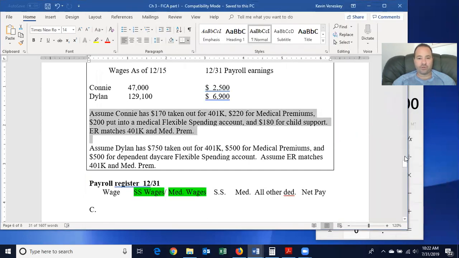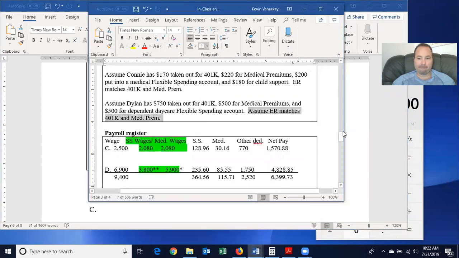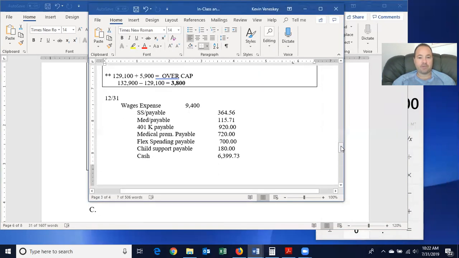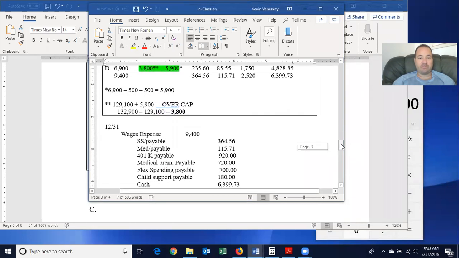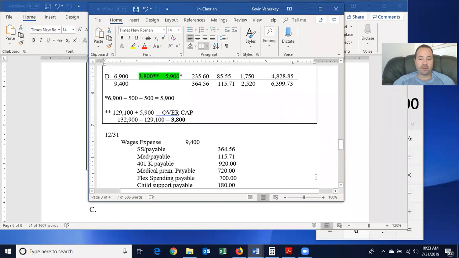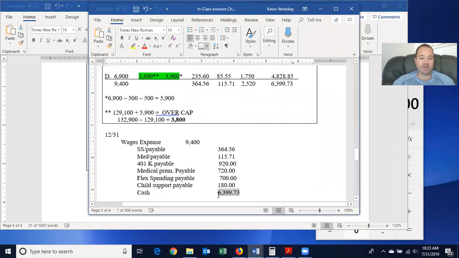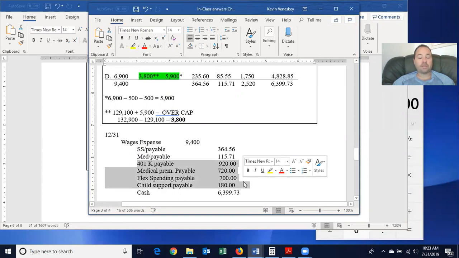All right, for the journal entries. This is what you should have had. And notice it does match my payroll register. The one thing I can look at pretty quickly is the amount of cash or net pay paid out. They match the $63.99. Social Security, we got the 115, and then I went ahead and broke these down because this is how we're normally going to do it.